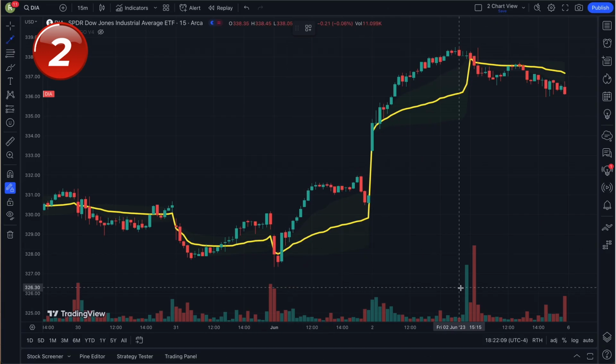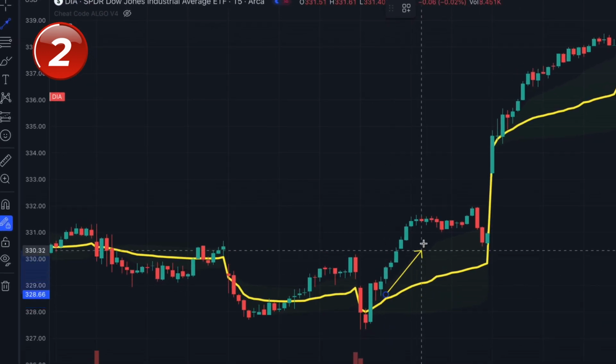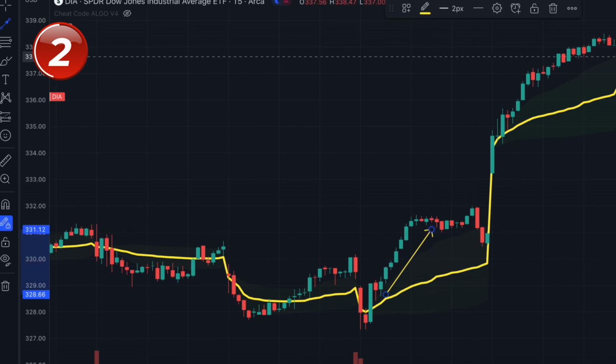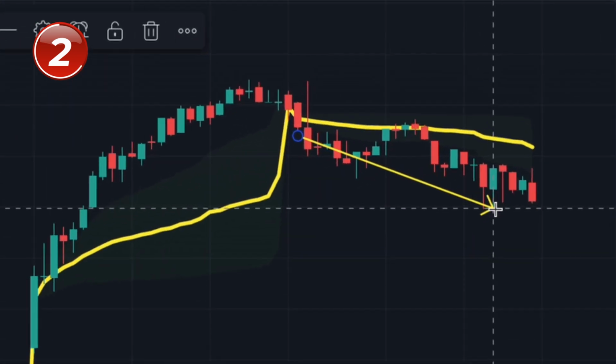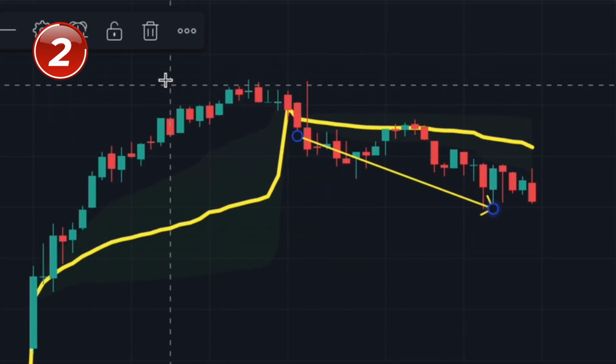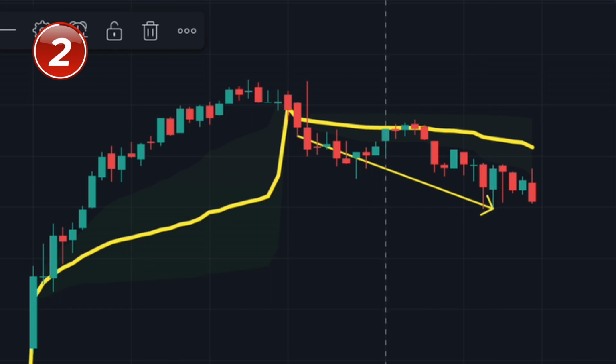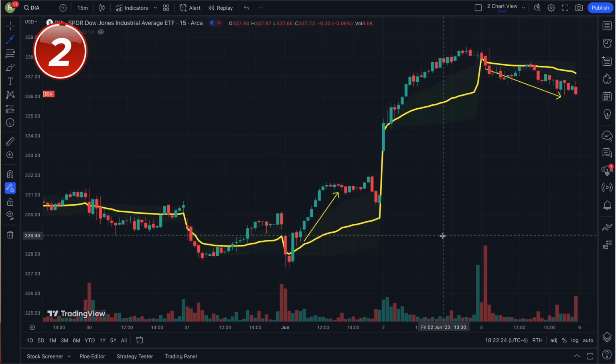Going back to what we mentioned earlier, if the stock is trading above the VWAP line, it suggests that it is trading at a premium to its fair value, and it may be overbought. And on the other hand, if the stock is trading below the VWAP line, this suggests that it is trading at a discount to its fair value, and it may be oversold.